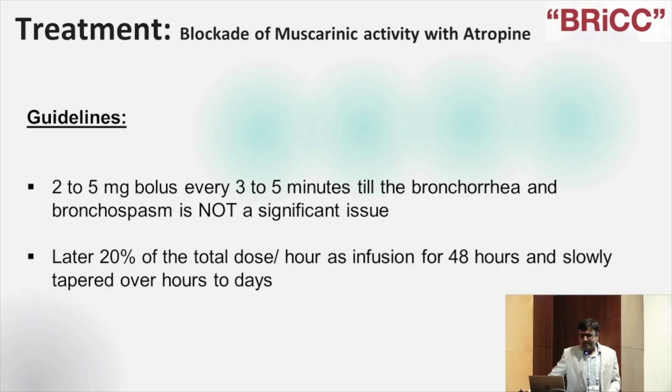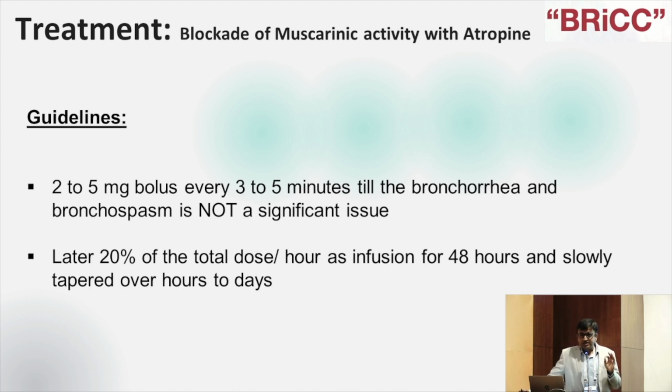In the guidelines, for blockade of muscarinic activity, the mainstay of treatment is atropine, atropine, atropine. We end up using the whole stock of the hospital. I'm sure most of you, if you have seen a bad case, would end up using the whole stock of the hospital. We've had it once, and we had to use the whole stock of the hospital.